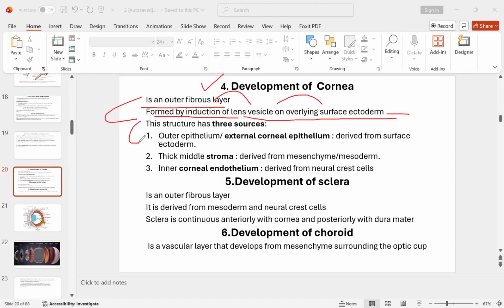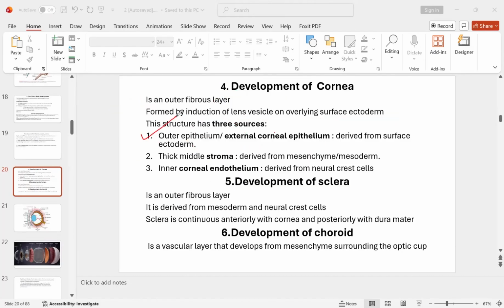So let's now move to the components of cornea. Cornea has three main components, and what are these components? Number one, external corneal epithelium, which is also known as outer epithelium; number two, stroma; and number three, corneal endothelium. So these three are the components of the cornea. External corneal epithelium is the outermost part of the cornea. Stroma is present in the middle of the cornea, and corneal endothelium is the innermost part of the cornea.